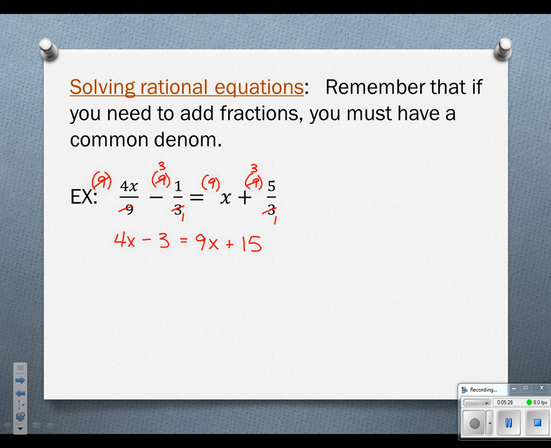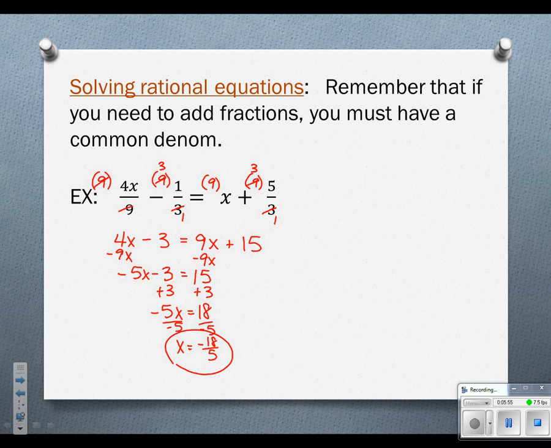And now I just solve like always. Move my variable term to the left. Constant to the right. Divide by negative 5. x is equal to negative 18 fifths. Again, we probably should put that back in there to make sure that it does check through. It will. Okay, so this is in fact a valid solution.